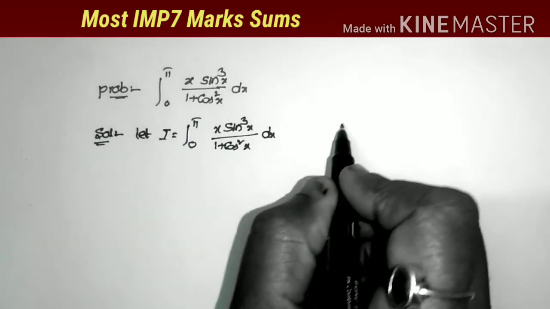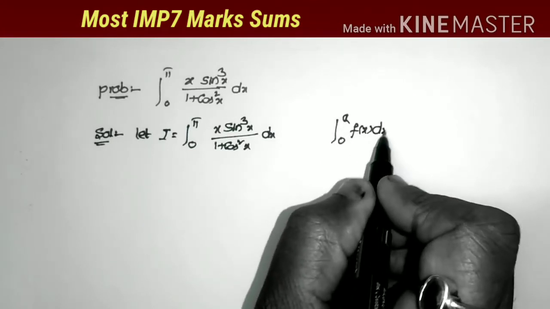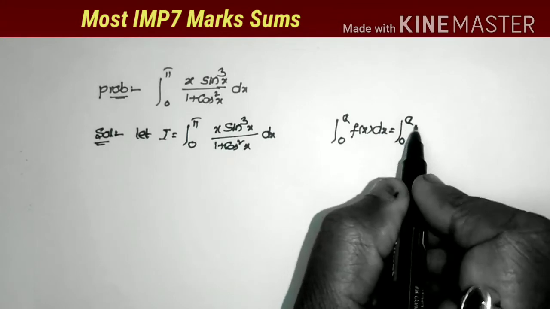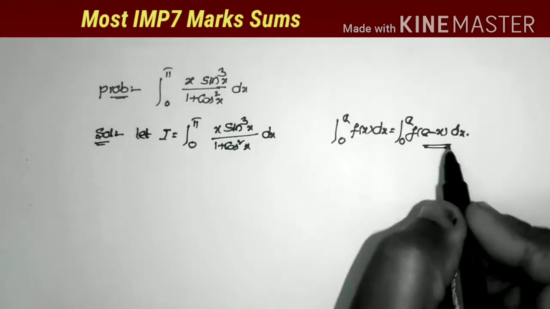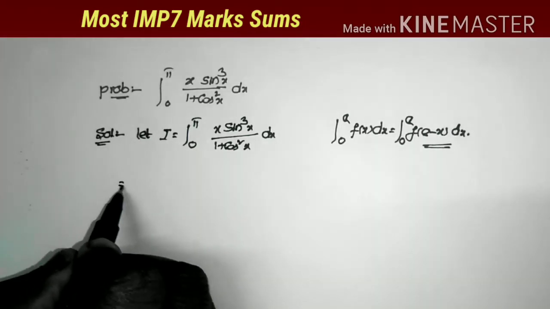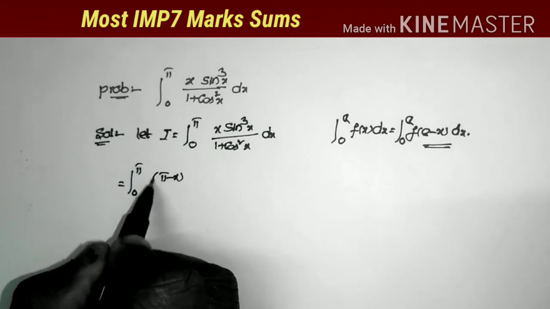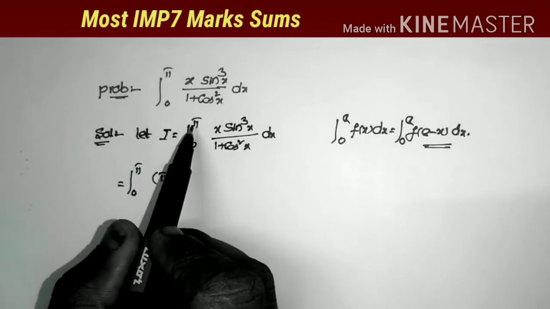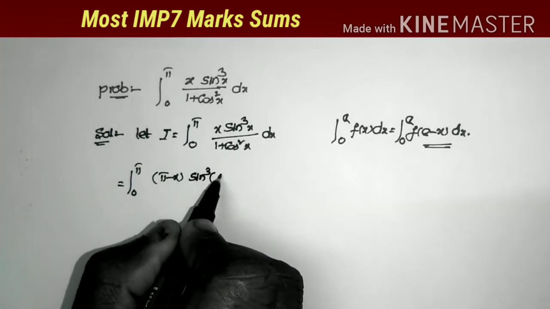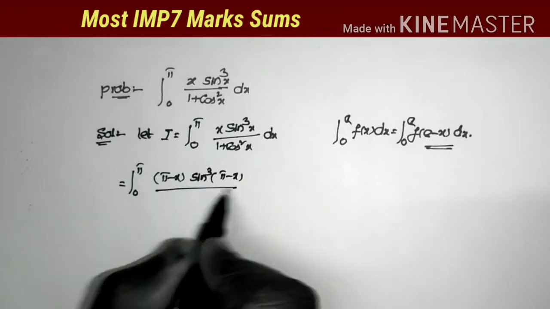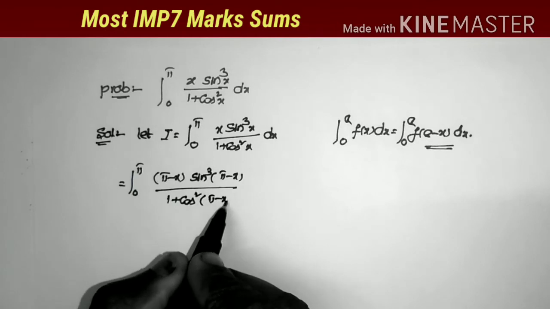And we apply the formula: integral 0 to a f of x dx is equal to integral 0 to a f of (a minus x) dx. So we apply this formula to the given problem. This is equal to integral 0 to pi, and in place of x we take pi minus x. Here a is equal to pi, so a minus x is pi minus x, giving pi minus x times sine cube of (pi minus x) by 1 plus cos square of (pi minus x) dx.